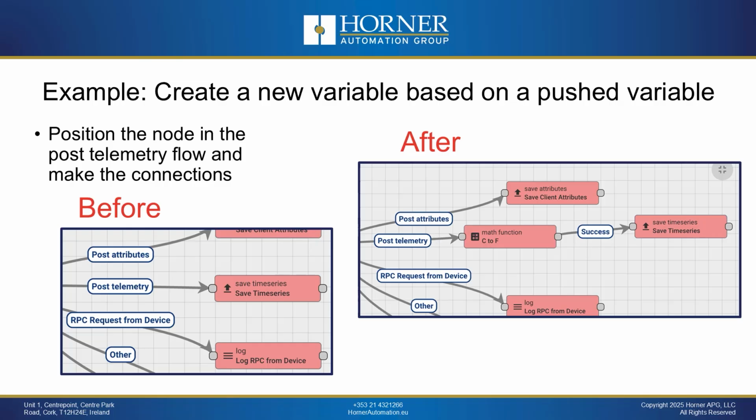It is a math function type and it has been named C to F by us. It is going to be inserted in the post-telemetry area before we save time series. The success bubble you see on the arrow after the math function is just indicating that it should occur after successful execution of the math function. So this is what things look like on the rule chain.